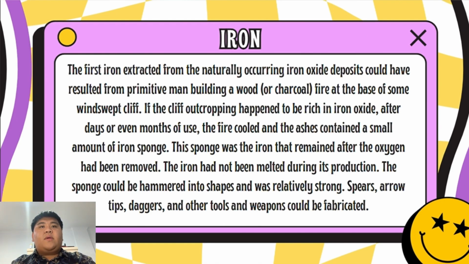If the cliff outcropping happened to be rich in iron oxide, after days or even months of use, the fire cooled and the ashes contained a small amount of iron sponge. This sponge was the iron that remained after the oxygen had been removed. The iron had not been melted during its production. The sponge could be hammered into a shape and was relatively strong. Spear and arrow tips, daggers, and other tools and weapons could be fabricated.